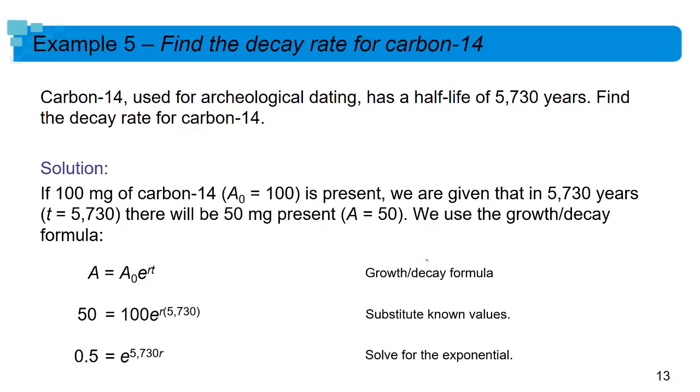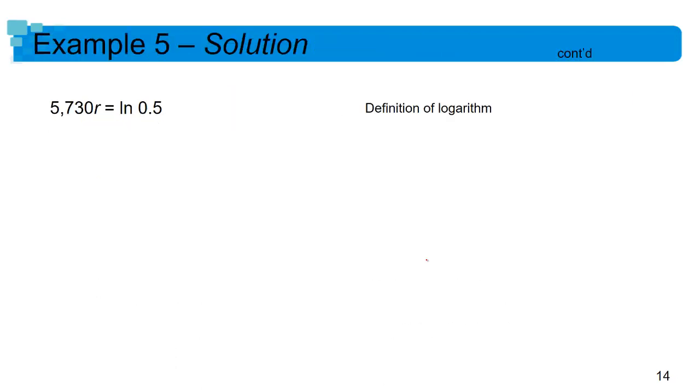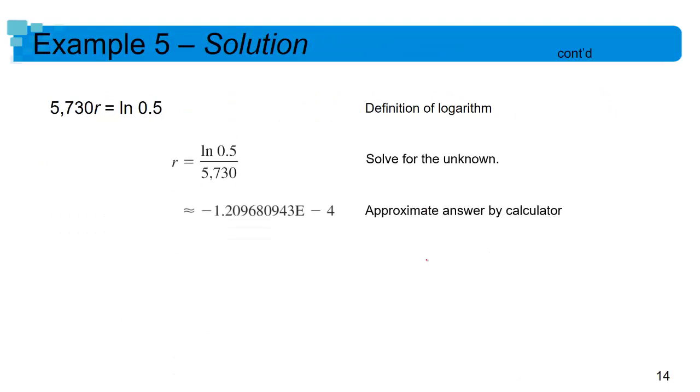solve for r, right? Divide by 100, take the natural log, divide by the constant to get r by itself, plug it in the calculator, get your approximate answer, and you can see that that is the decay rate for carbon-14. And it's a really small number, right? That e to the negative 4 in your calculator means that you're moving the decimal place 4 times in the negative direction, right? So it's going 1, 2, 3, 4.